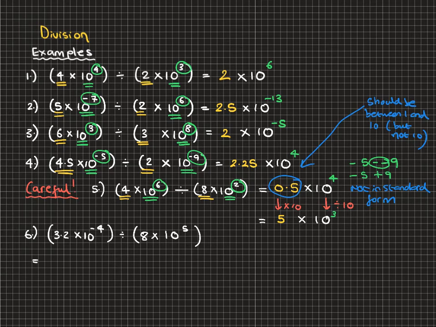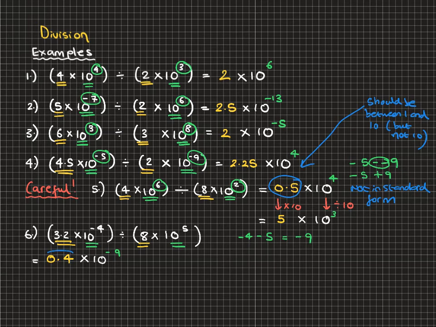So starting point here, 3.2 divided by 8 is of course 0.4. And we have 0.4 times 10 to a power. Well, 10 to the negative 4 divided by 10 to the power of 5. Our initial calculation is minus 4 minus 5 for the power, which of course is negative 9. So 0.4 times 10 to the negative 9.